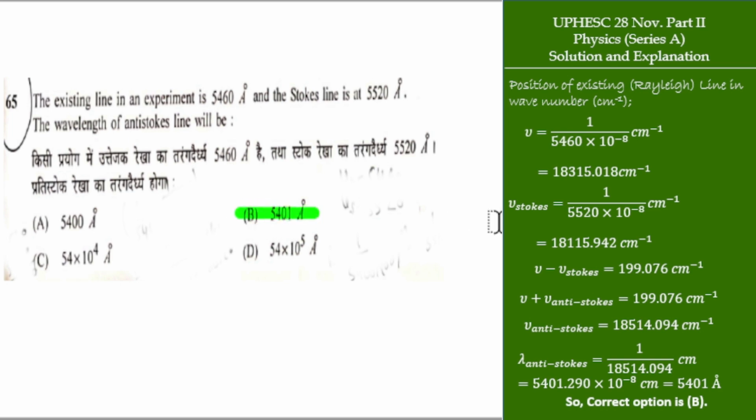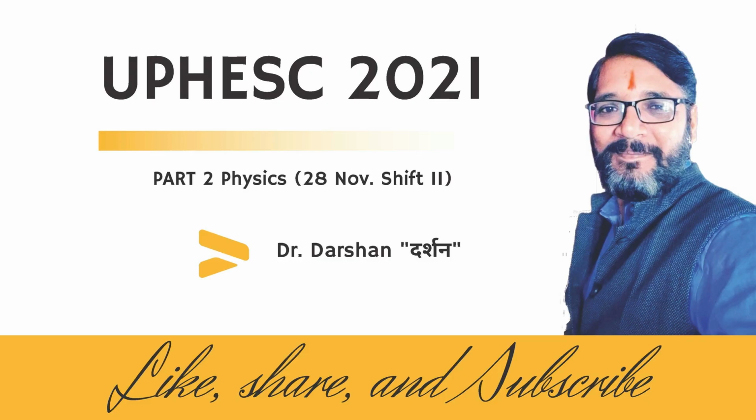Some students in the examination directly use the wavelength and get option A, which is an incorrect approach to solve such a problem. So far we have discussed the solution and explanation for part second, that is the physics related questions from question number 31 to 65. So we have covered half of part second, and the rest, the other half of the physics paper, that is question number 66 to 100, we will discuss in the next lecture, next video.